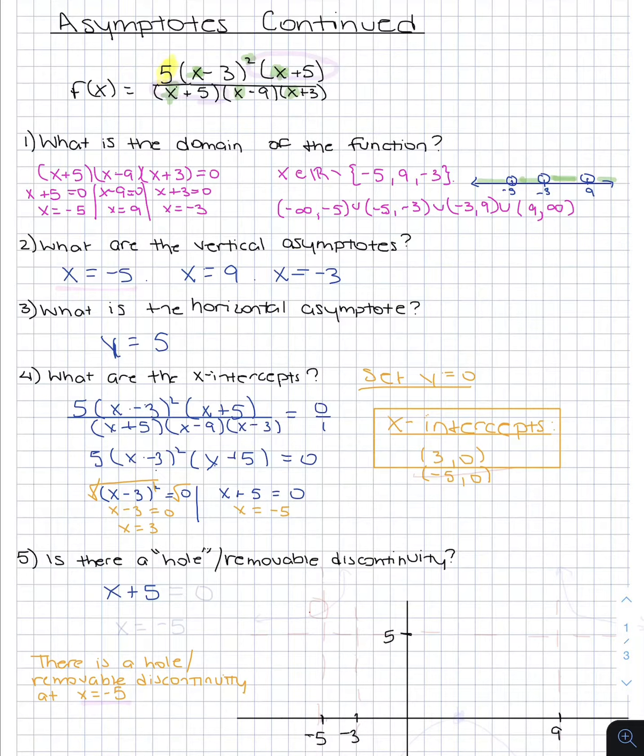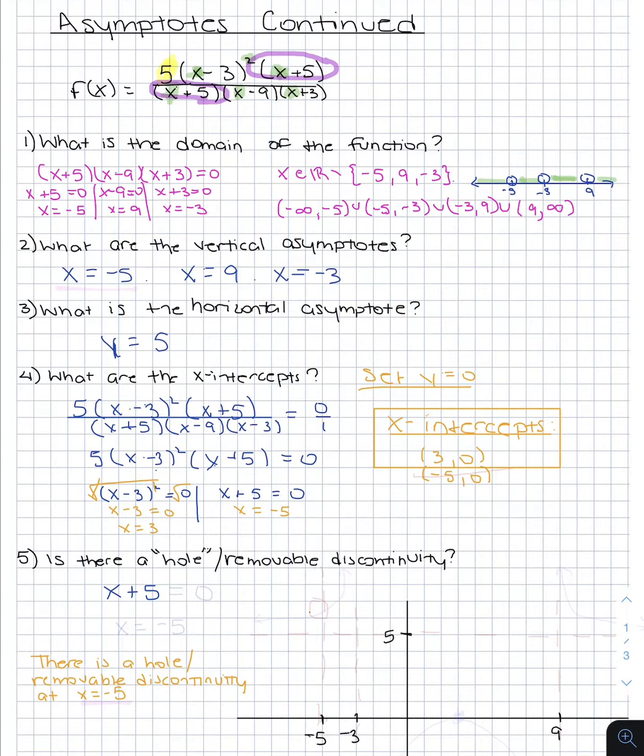If we want to talk about holes or removable discontinuities or singularities, as I mentioned last time that they were all the same thing, we essentially look for repeating terms, to see if we can simplify the function itself. And since it's already factored, we can see that they have the same factor in both the numerator and the denominator, because they both have x plus 5, which means that they can get canceled out. So because they can get canceled out, so to speak, this is a removable singularity at that point.